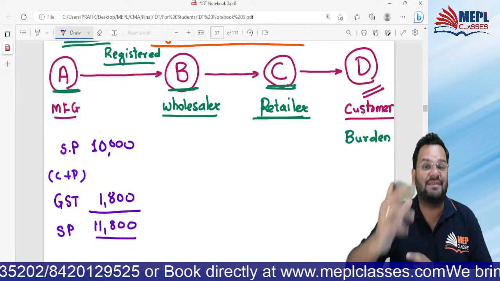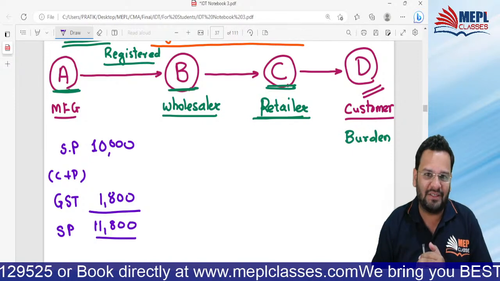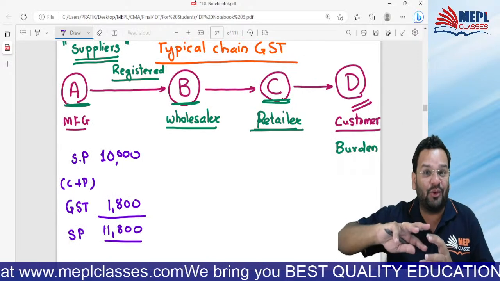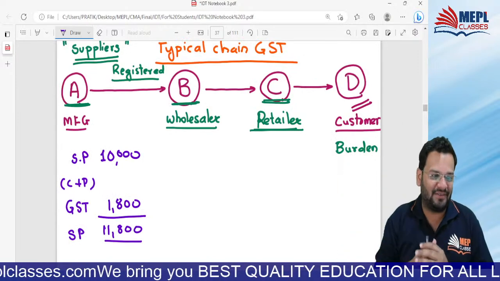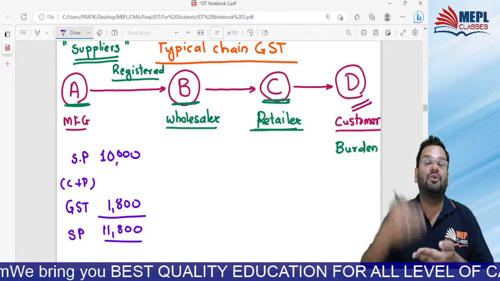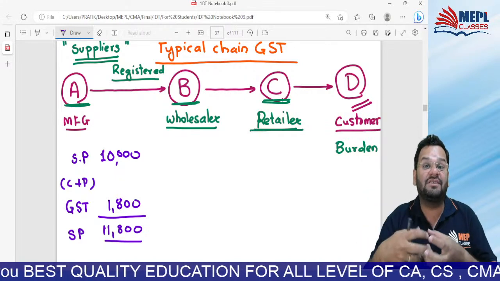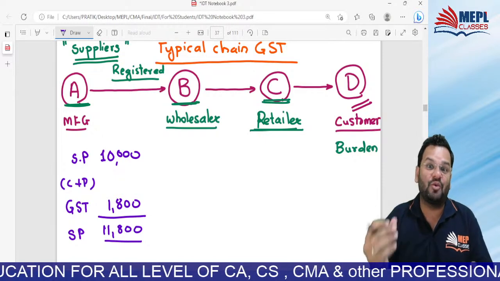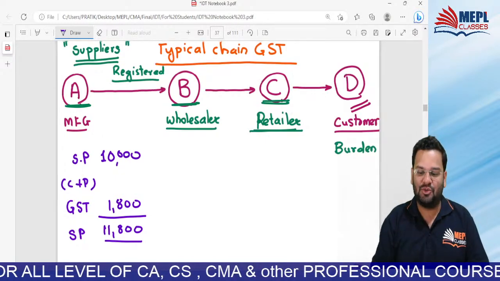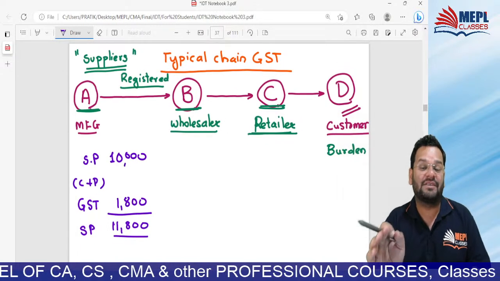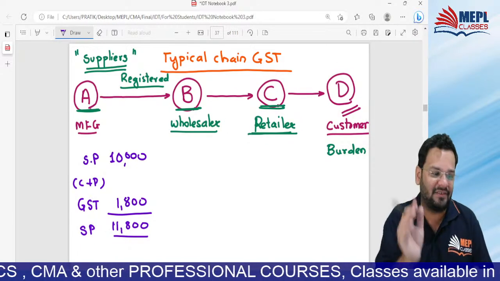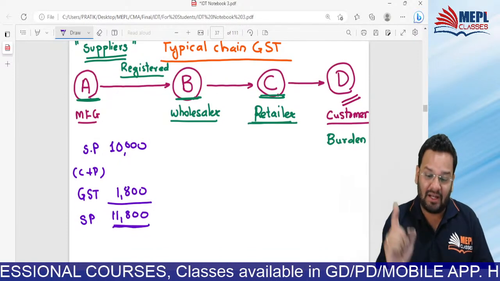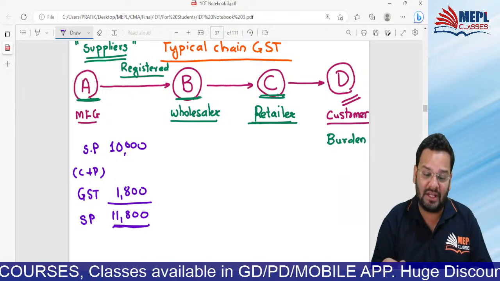Sir, why are we discussing this? We are discussing this for two reasons. First of all, to understand how this whole GST model works. And second, to understand what is the role of input tax credit. Slowly I'm going to take you into that. As you can see, the topic of discussion is input tax credit. So it is 11,800, the selling price including GST.